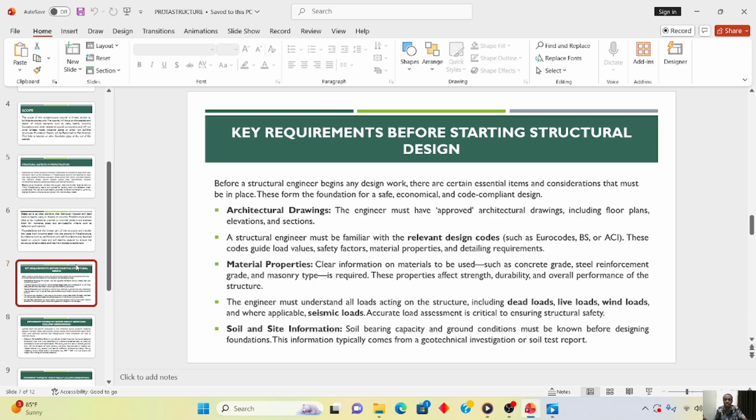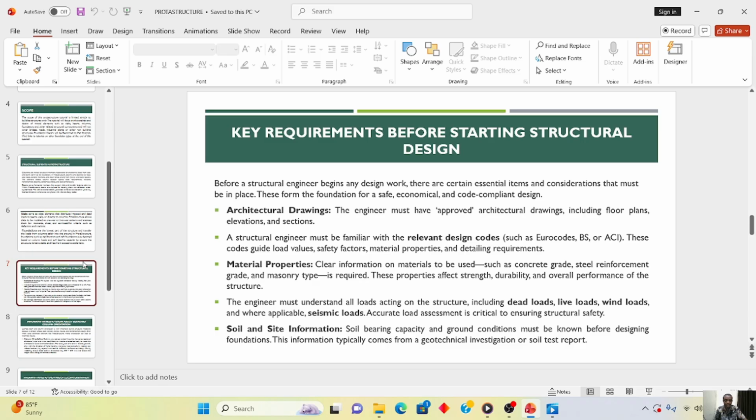If you have been doing manual design as you have been taught in school, or have been doing manual design over the years as a structural engineer who is just trying to learn how to use Protastructure, you should be able to know when to apply any one of these loads during design. Now, you should also know of accurate load assessment. Okay, accurate load assessment is also critical to ensuring structural safety.